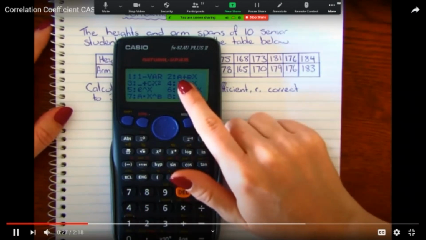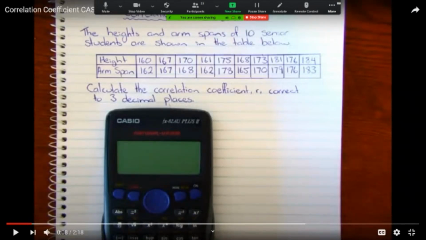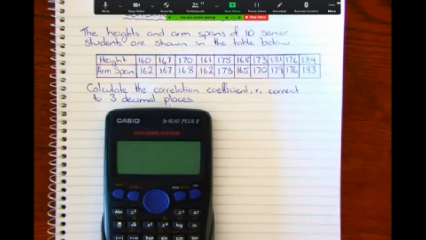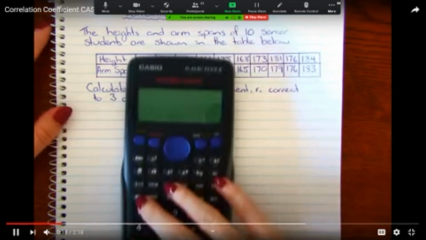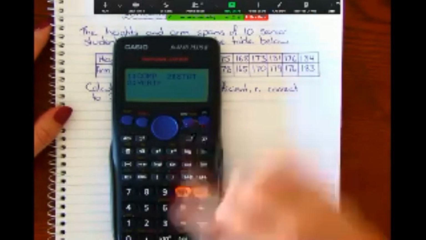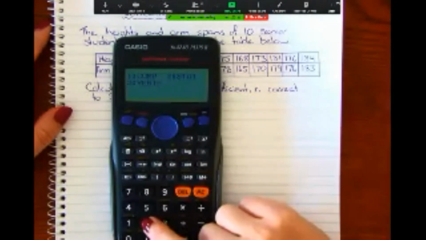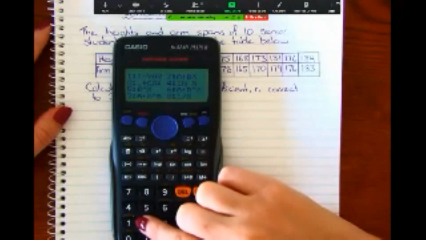And then we want it in this one that says A plus B. It says the heights and arm spans of 10 senior students are shown in the table below. And we want to calculate the correlation coefficient to 3 decimal places. So the first thing we want to do is put your calculator in statistics mode. So you can turn it on, mode, stats, so you're going to press 2. And then we want it in this one that says A plus BX, so we'll press 2 again.